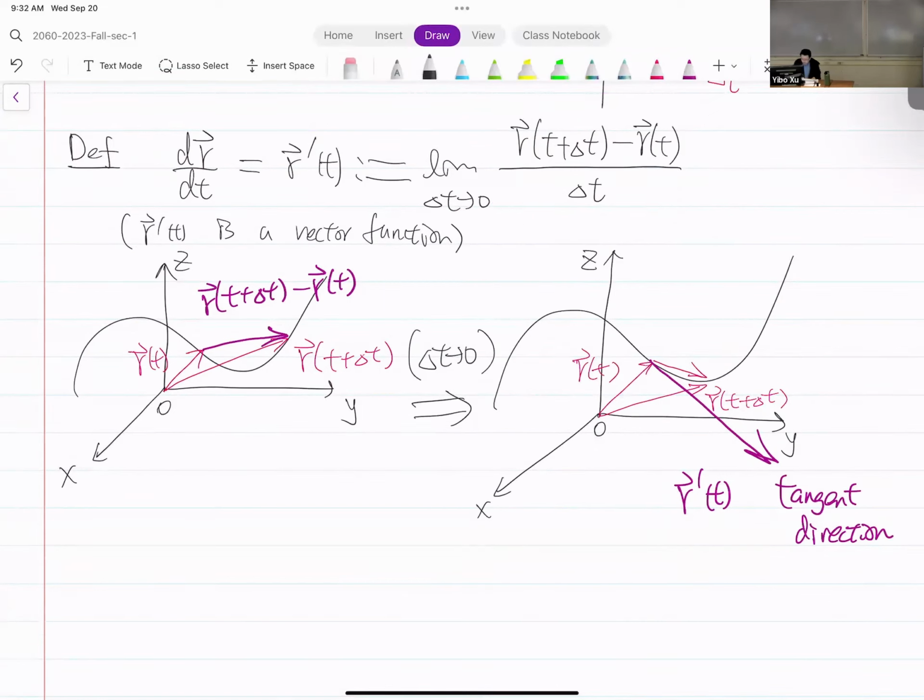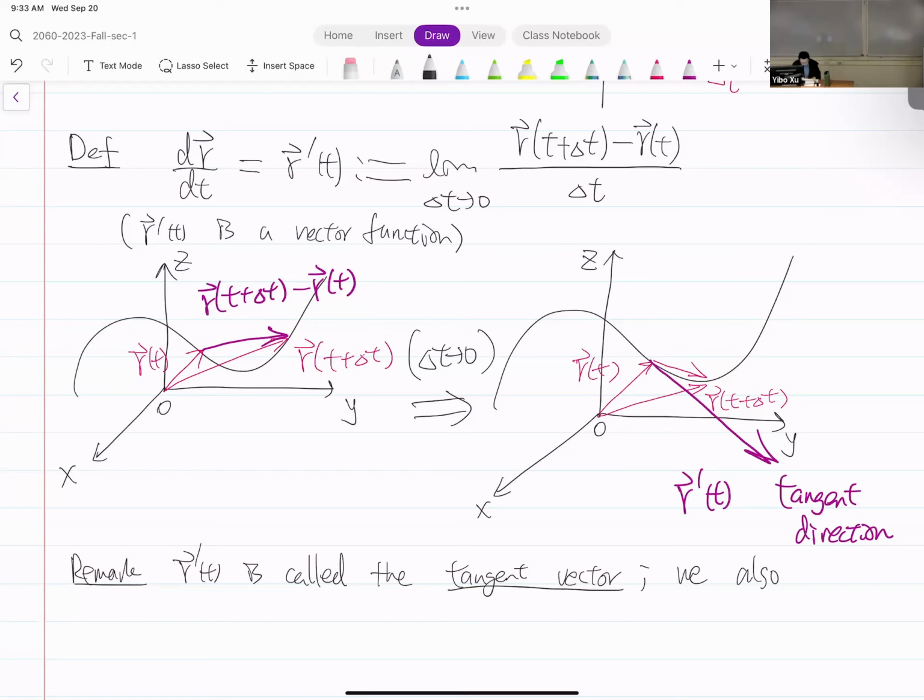So the tangent direction is just like what you have seen before. You're using the secant line in 2D to approximate the tangent line in 2D, and in 3D it's not really different. Remark. r prime of t is called the tangent vector, which is kind of like a generalization of the tangent line.